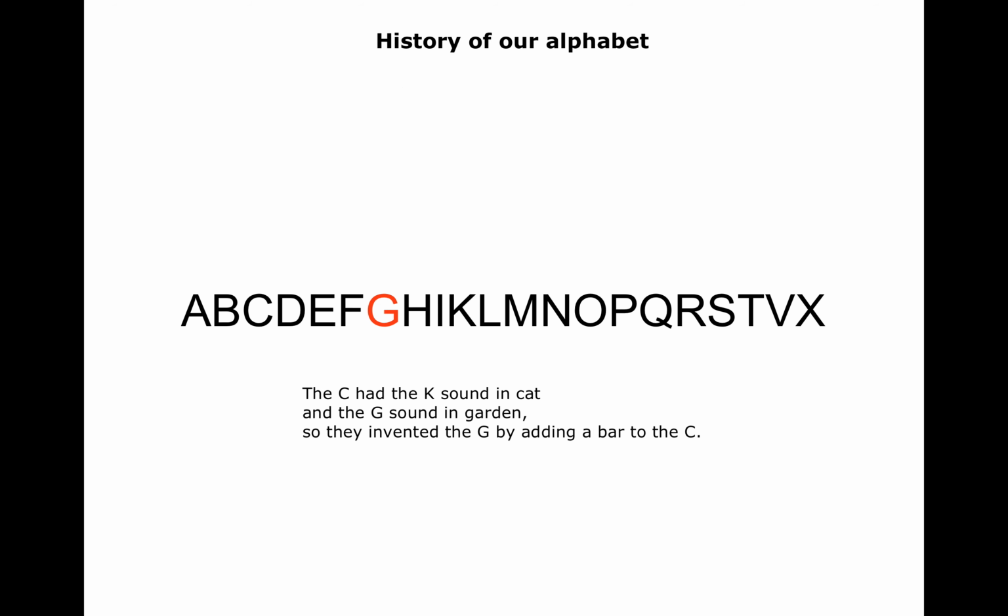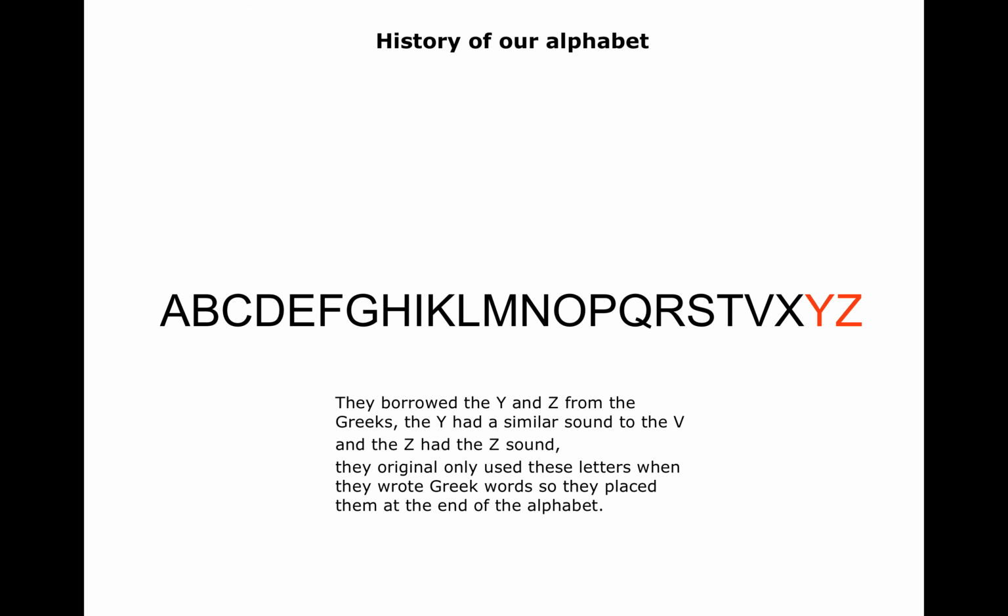So to give you an idea of the ways that they modified the Greek alphabet over time, the C had the K sound in cat and the G sound in garden. So they invented the G by adding a bar to the C. The I had the I sound like in eye, and the Y sound in yellow. The V had the U sound like in put, and the sound somewhere between V and W.